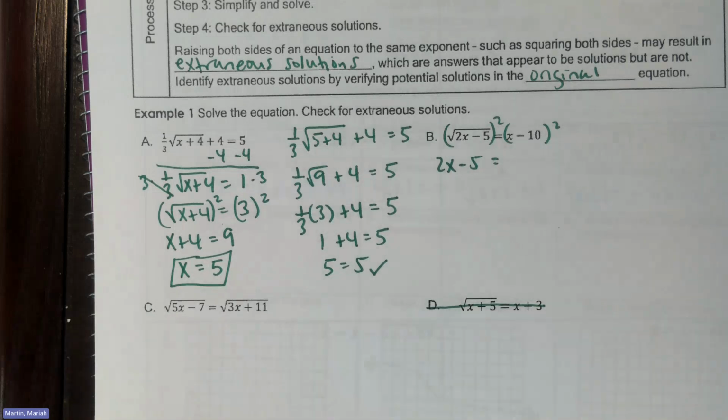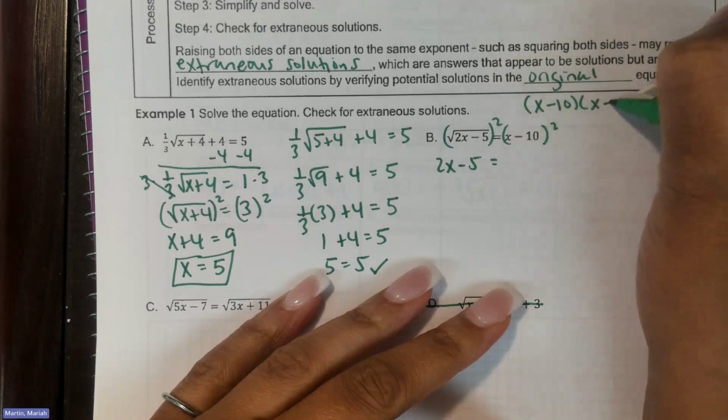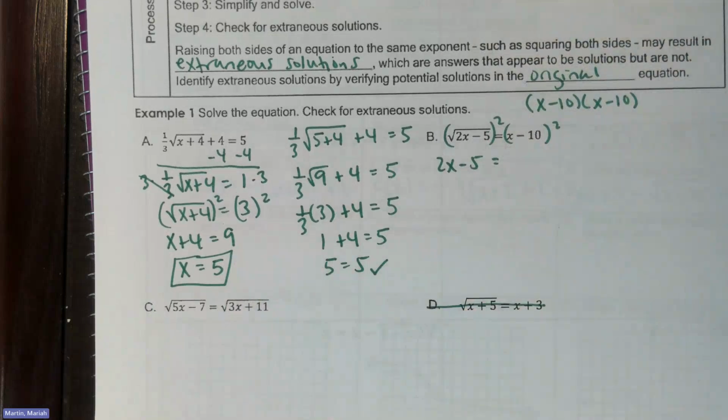The whole entire term is squared. So this is like saying x minus 10 times x minus 10. So I'm actually multiplying two polynomials, or I'm multiplying binomials here, two binomials. So I can either use the box area model, or I can use the acronym FOIL, which is double distribution.